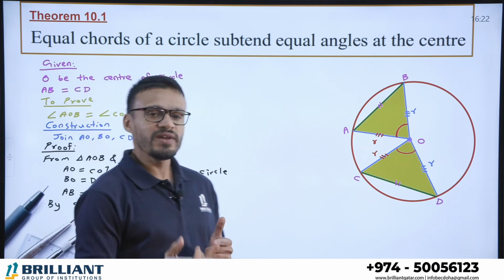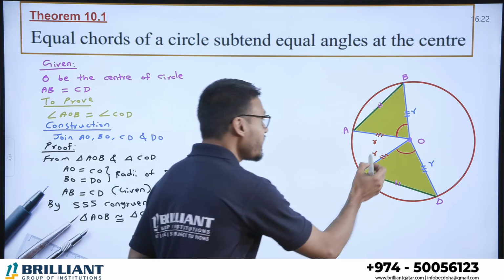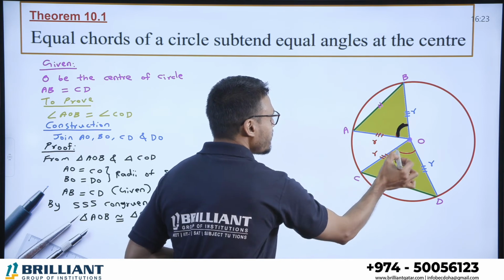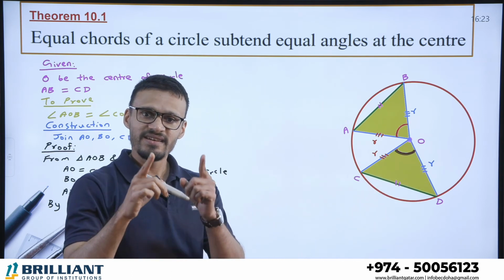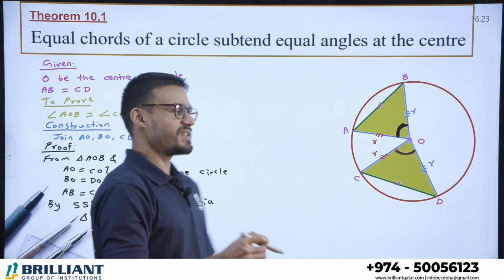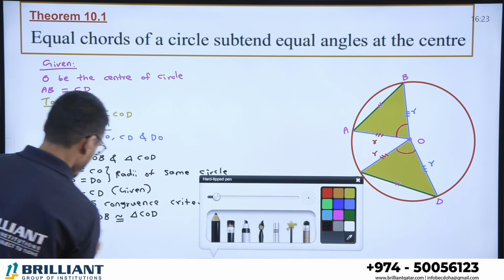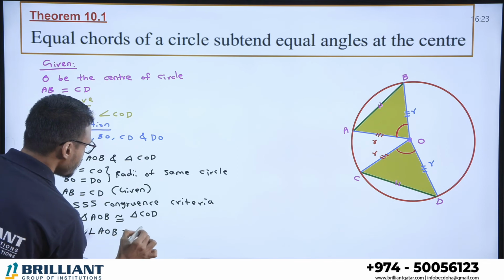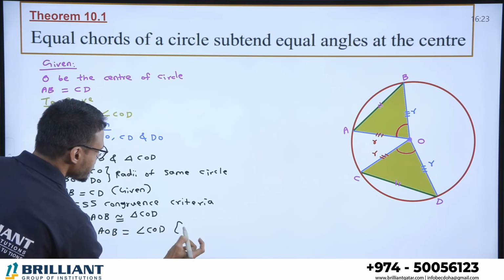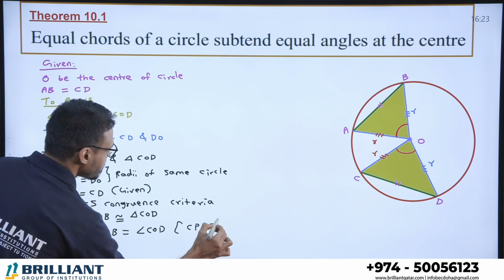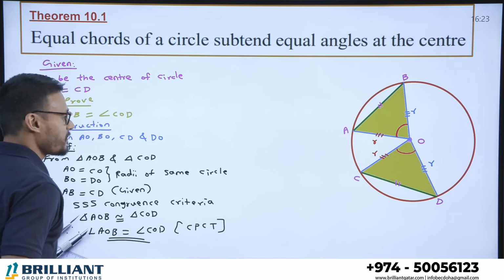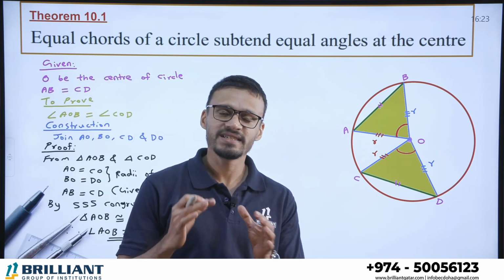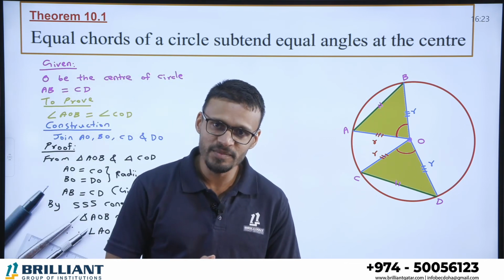If triangles AOB and COD are congruent, then what is the relation between our required angles here? These angles, angle AOB and angle COD, are actually corresponding parts of the congruent triangles. So let us mention: therefore, angle AOB is equal to angle COD. What is the reason? Corresponding parts of congruent triangles, CPCT. That is our proof. So what did we study from this theorem? Equal chords of a circle subtend equal angles at the center. All of you understand the proof?